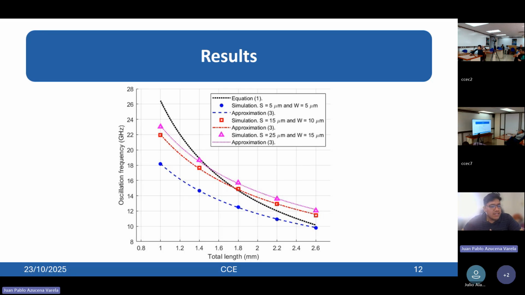Okay, this slide summarizes the validation of the proposed model. Equation number 1, the black line, which only considers the total length, produces large variations, up to 45% error for a small geometry. In contrast, equation number 3, which incorporates geometry and topology parameters, achieves error below 1%.